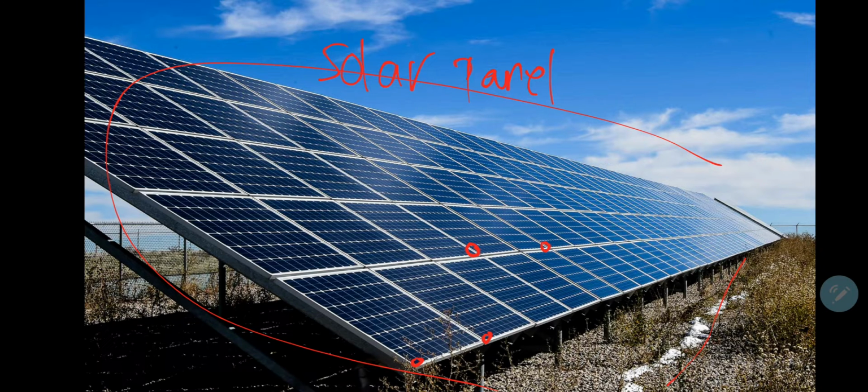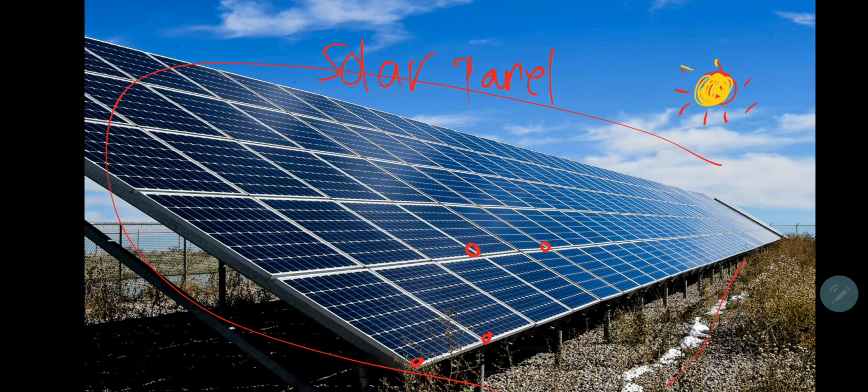So how do we use the solar panel? Imagine that there is a sun here. Let's draw the sun. Oh, it should be yellow. Okay, sun here.